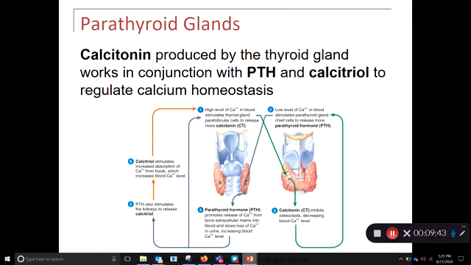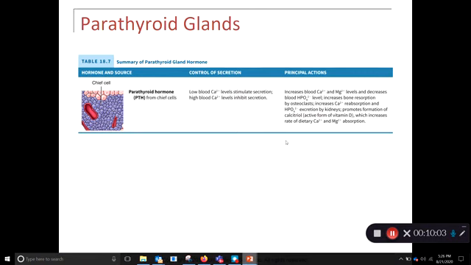With that, again, it also has something to do with calcitonin. If you remember, that calcitonin is being released to help inhibit osteoclasts and help build up that bone again a little bit. So that is the thyroid and parathyroid glands.